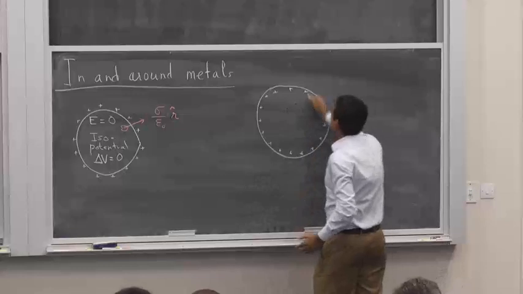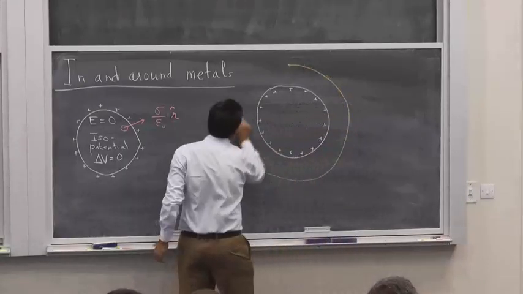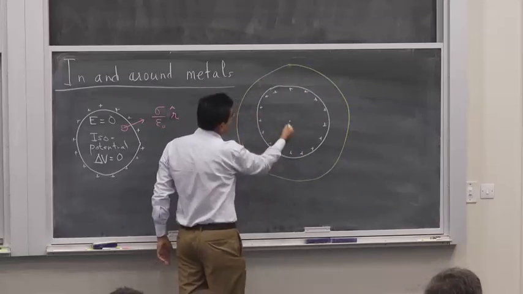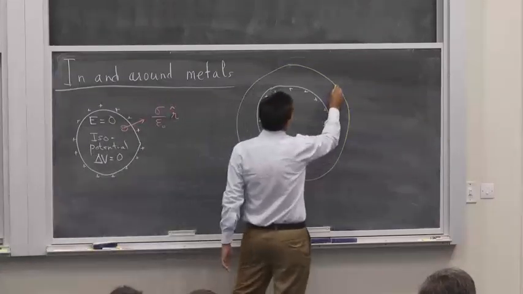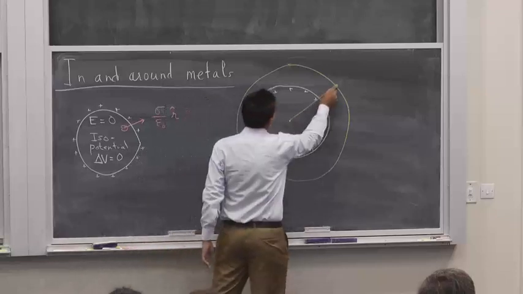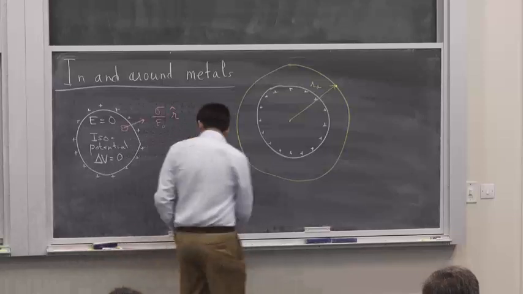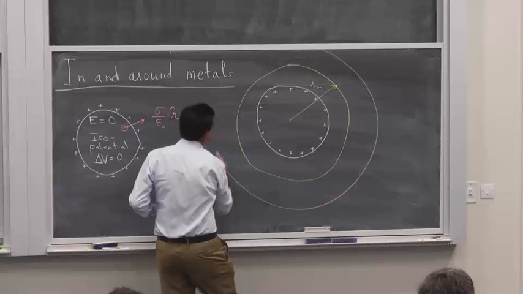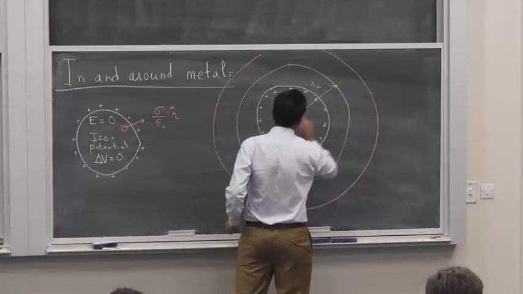Now what I would like to do is draw a hypothetical sphere outside this volume. This sphere is concentric with the metallic sphere, and I would like to find out the potential at this point. Suppose this is at a radius RA. Now I draw another sphere outside, and this point is at a radius RB.